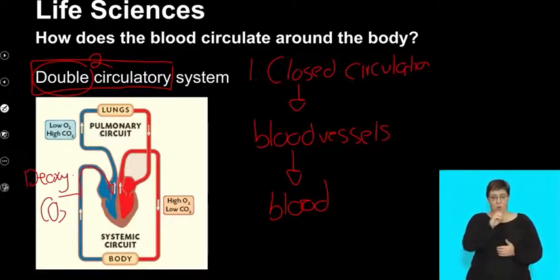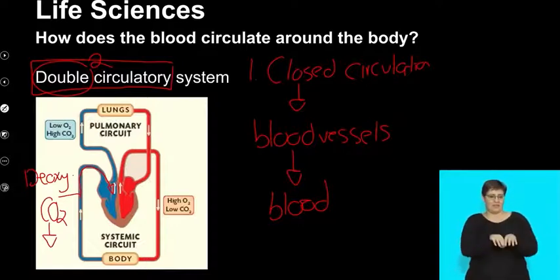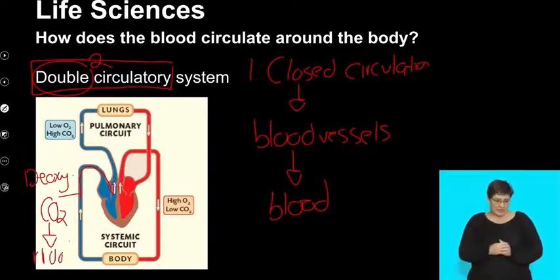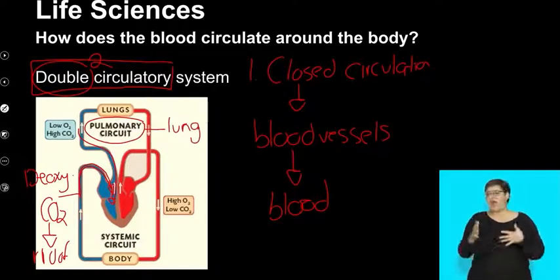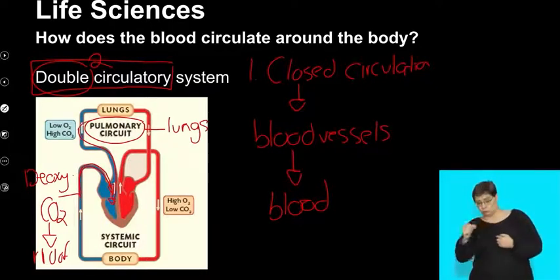It's rich in carbon dioxide. And carbon dioxide is a waste product that we must get rid of, okay? So if it comes to the heart, here's the heart, it goes to the heart. The heart has to take it, pump it out to where? The lungs. That's what pulmonary means. Pulmonary is the word we use, any kind of lung connotation. So from the heart it goes to the lungs.